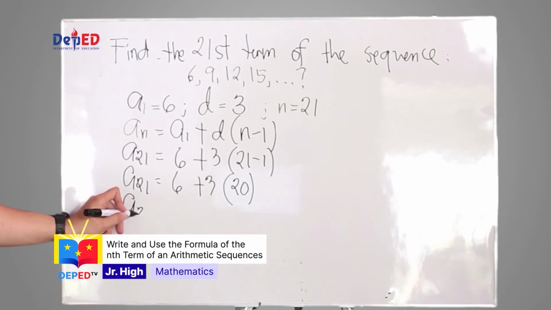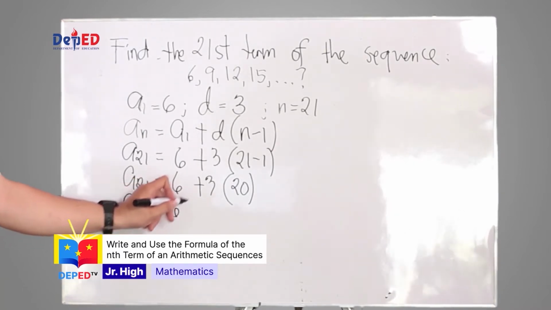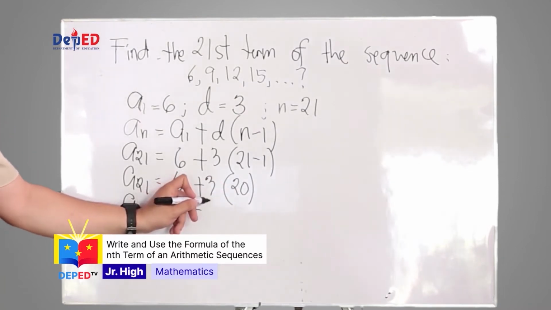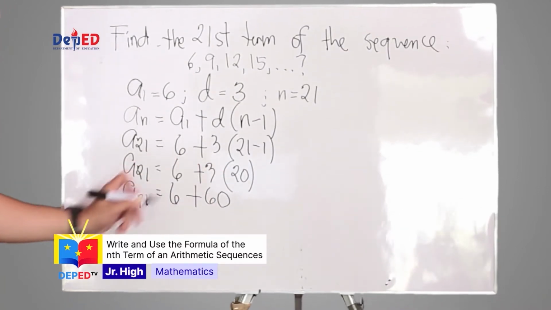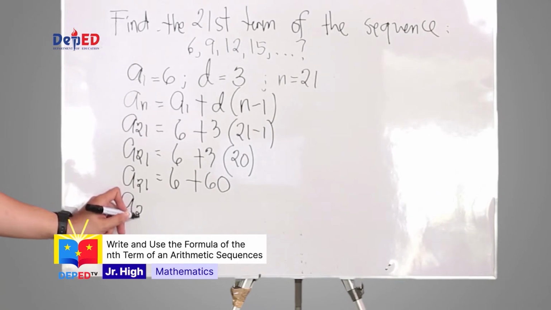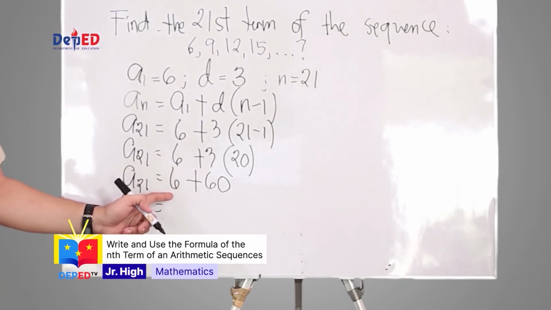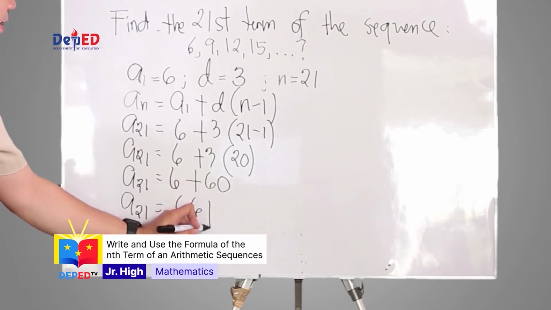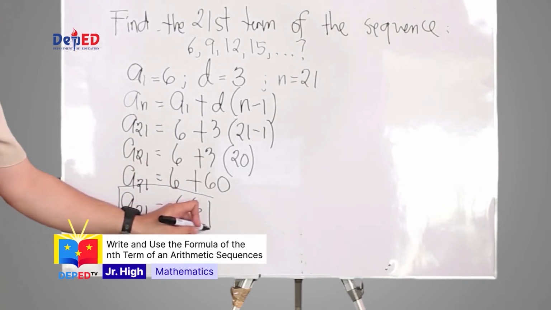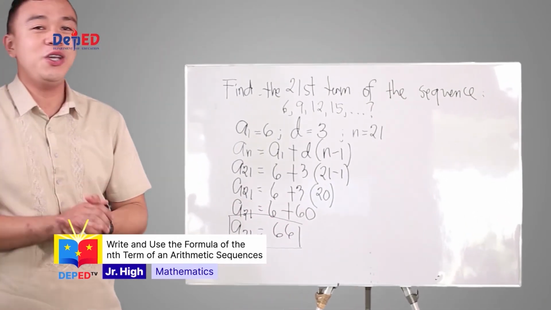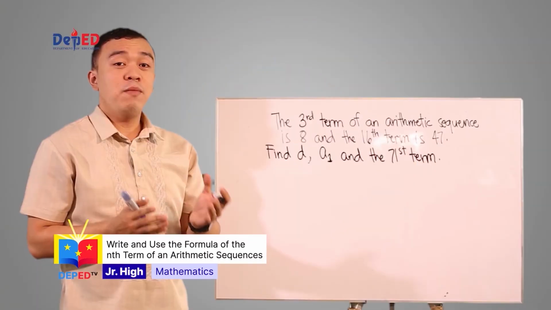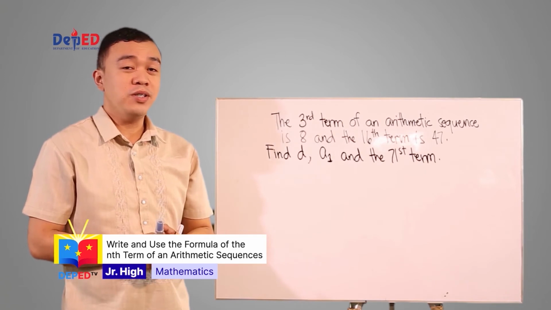A sub 21 is equal to 6 plus, multiply 3 and 20, you will get 60. A sub 21 is equal to, get the sum of 6 and 60, you will get 66. Thus, the 21st term of this sequence is equal to 66.